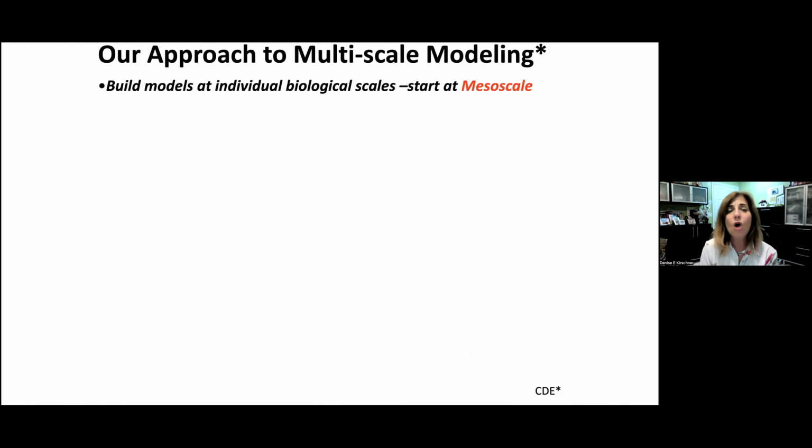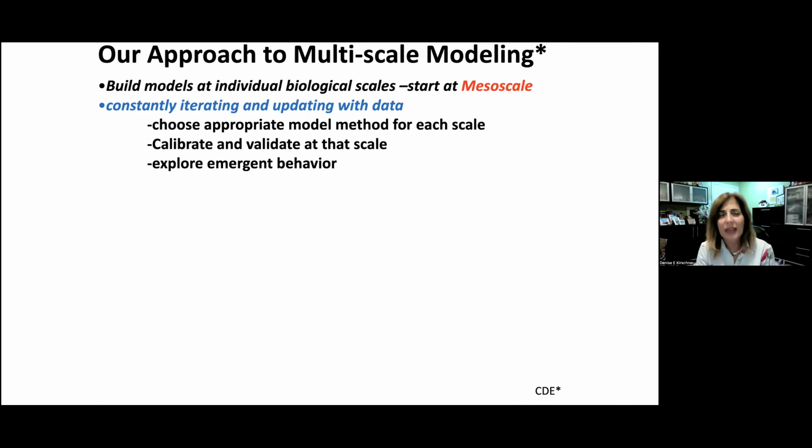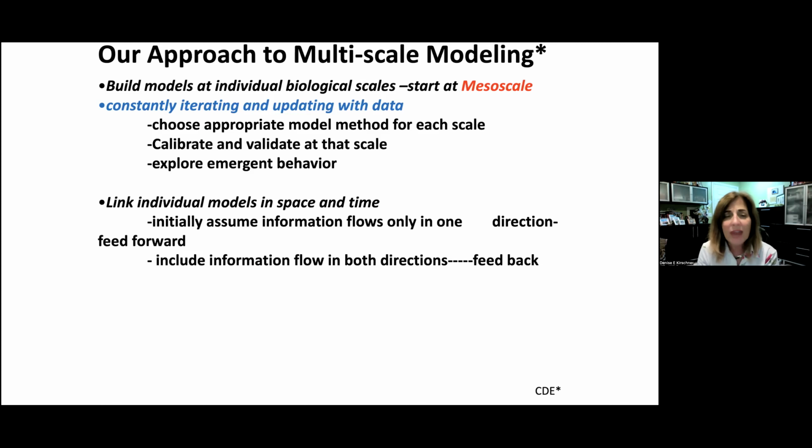So I want to tell you about our approach. What we do is we build models, typically starting at the mesoscale. Meso means middle. I don't know why that little star is there. I have no idea. And so the mesoscale is kind of like the middle scale, and it's usually the scale that you're most interested in. But you're constantly iterating and updating that model with data. You have to choose the appropriate model. You have to calibrate it and validate it. You explore the emergent behavior in that model.